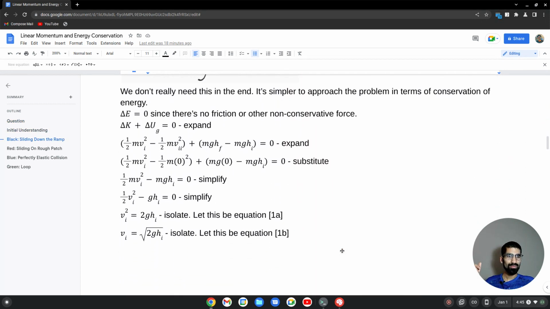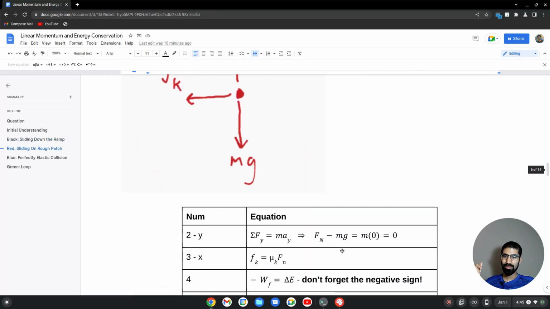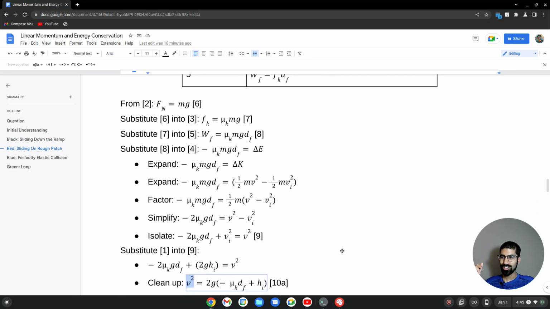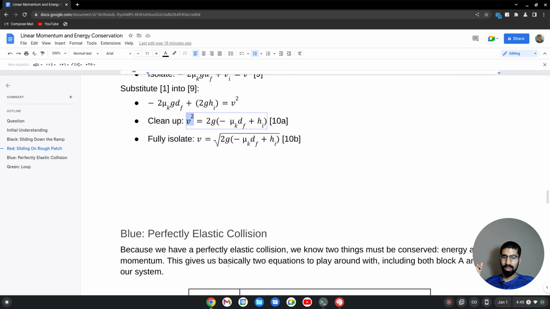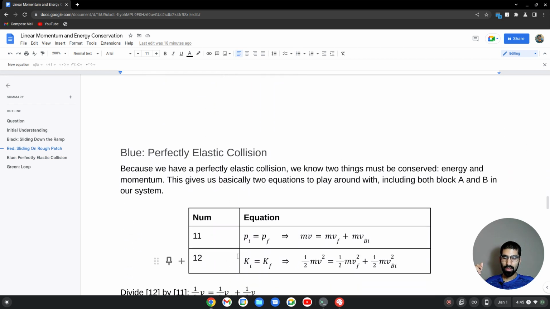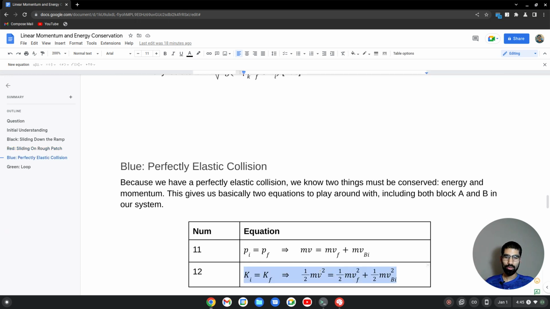So now we're halfway done with our problem. Let's move on to the second last section. When we have a perfectly elastic collision, we only have two equations, right? One for energy conservation, and the other for linear momentum conservation. These two equations seem a little bit similar, right? Note that I just left out the velocity of block B at the beginning in both of these, because it was 0. We know that.